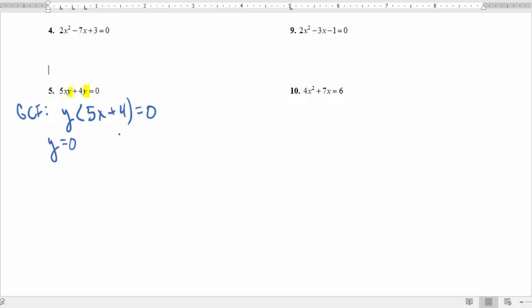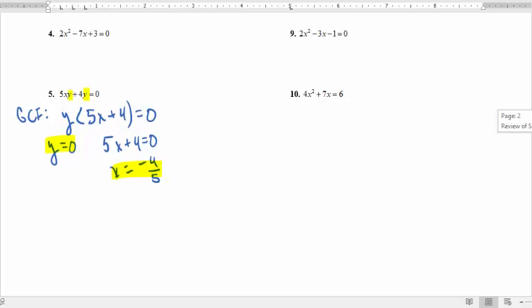So in this equation now, I set the first factor equal to 0. I get y equals 0, so that's done. And then the second factor equal to 0. 5x plus 4 equals 0. So x would equal, subtract 4, divided by 5, negative 4/5. So there's my two solutions, right? y equals 0, x equals negative 4/5. So not as tricky as it looked, right? Not at all.